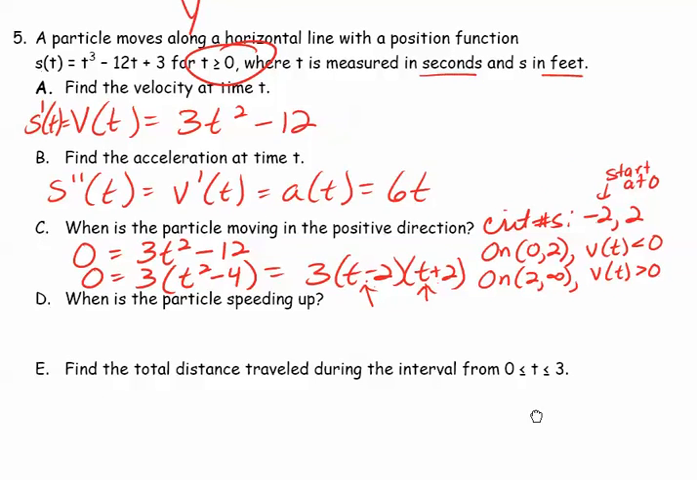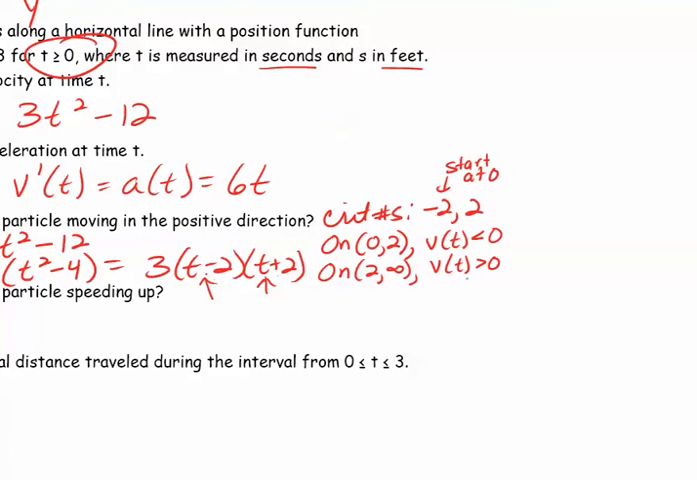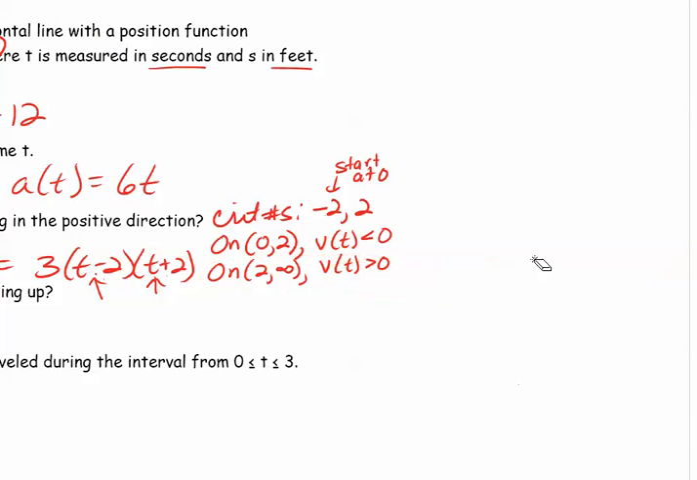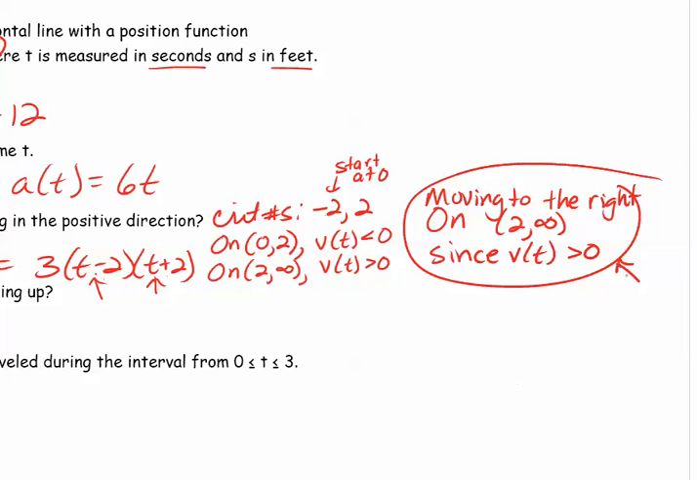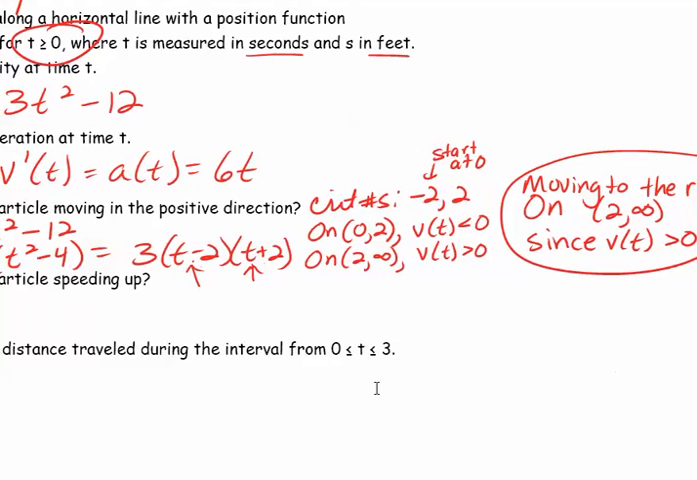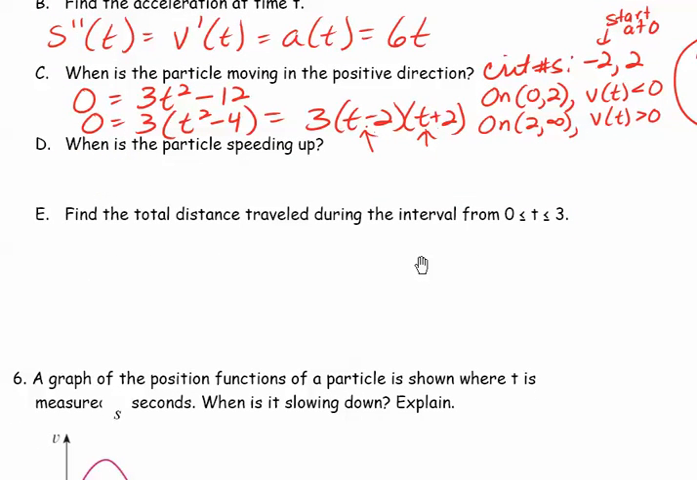So again, when is it moving in the positive direction? That would be when its velocity is greater than 0. Oops, sorry about that. So let me rewrite it. It's moving to the right or in the positive direction on the interval from 2 to infinity, since v of t is greater than 0. And if you can do all that work in your head, that's fine. You only need to justify your answer. You'd have to see the factored form, I think, to do that.